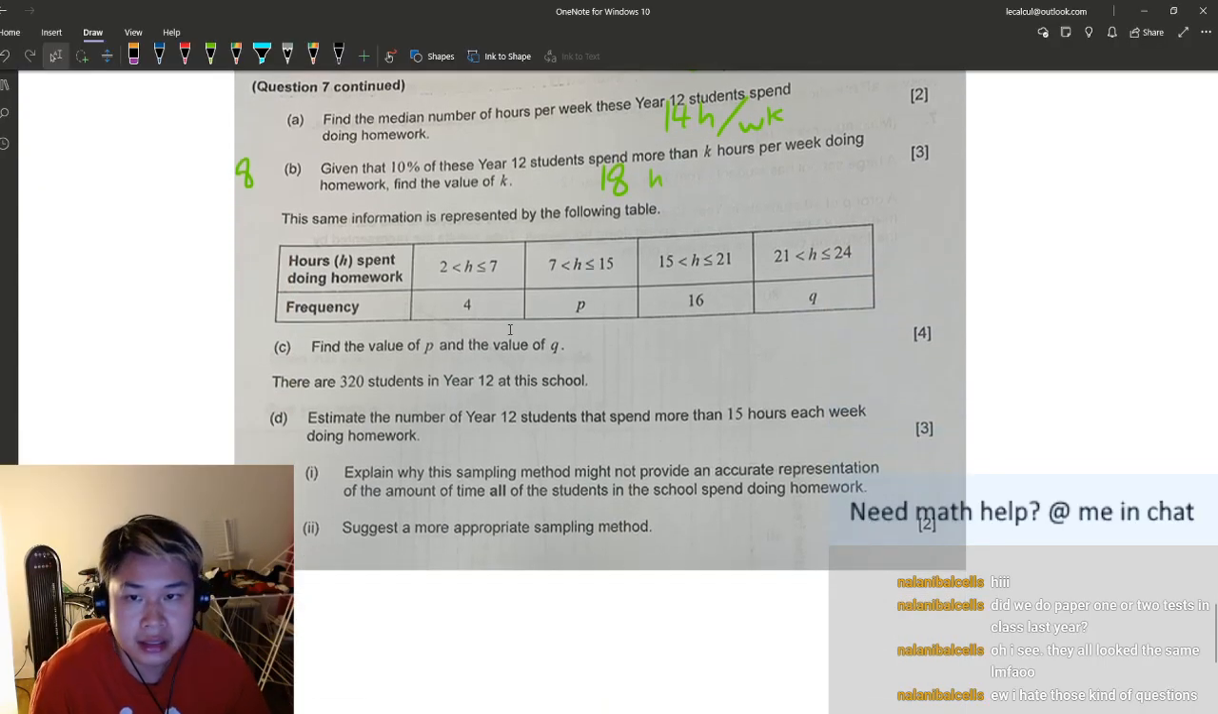And then here is the same information on a table. Okay. Find the value of P and Q. Okay, so there's lots of ways that we can do this. What's the best way to do this? Why do they have to do odd numbers? I don't like this.